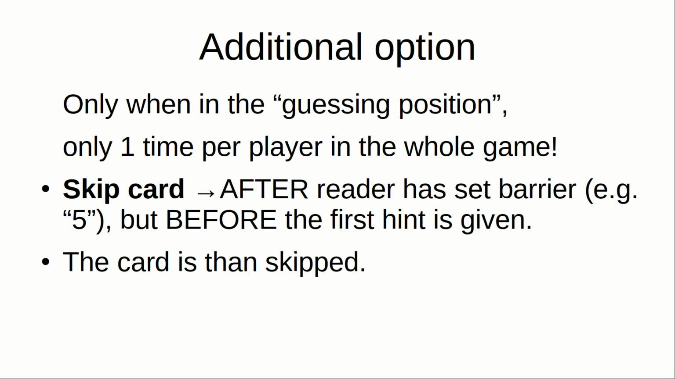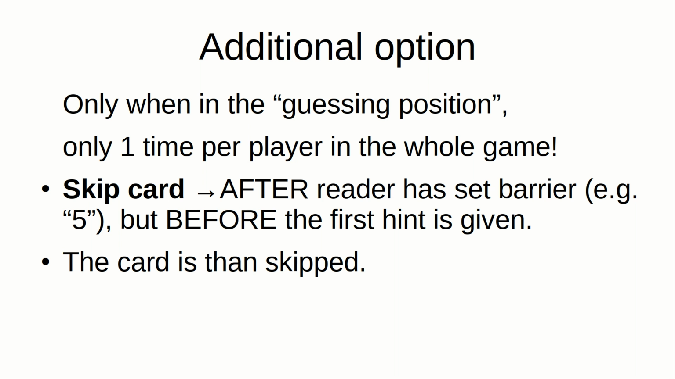So let's now present to you the skip option. The skip option is an additional option that only the players in the guessing position have. So the player in the position that reads out the card doesn't have the skip option. The skip option has to be set after the blue player, in this example, set the barrier, for example, 5. Then you have to say, if you're in the guessing position, I want to skip. So let's play out an example.